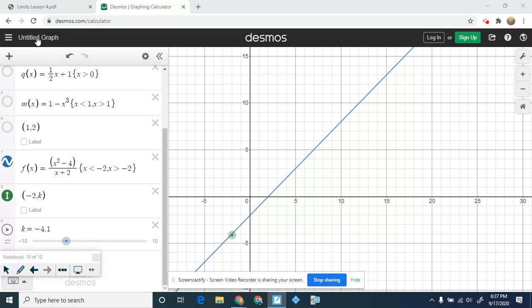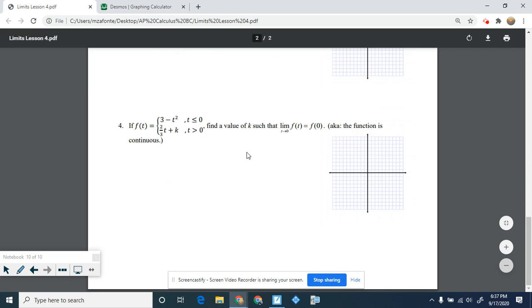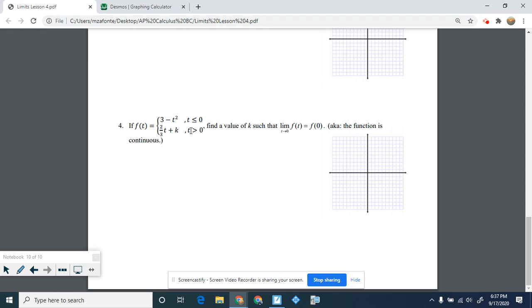We're not there just yet. All right, last question. This guy, you ready? So we have a piecewise function. Looks like we're giving you lots of parabolas and lines. And now again, this is one of those where there's a split situation going on, less than, greater than, right? So when the inputs are to the left of 0, we're going to be this parabola. And when the inputs are greater than 0, we're going to be this line. And it says find a value of k such that this happens. The limit of f of t as t goes to 0 is in fact equal to f of 0.